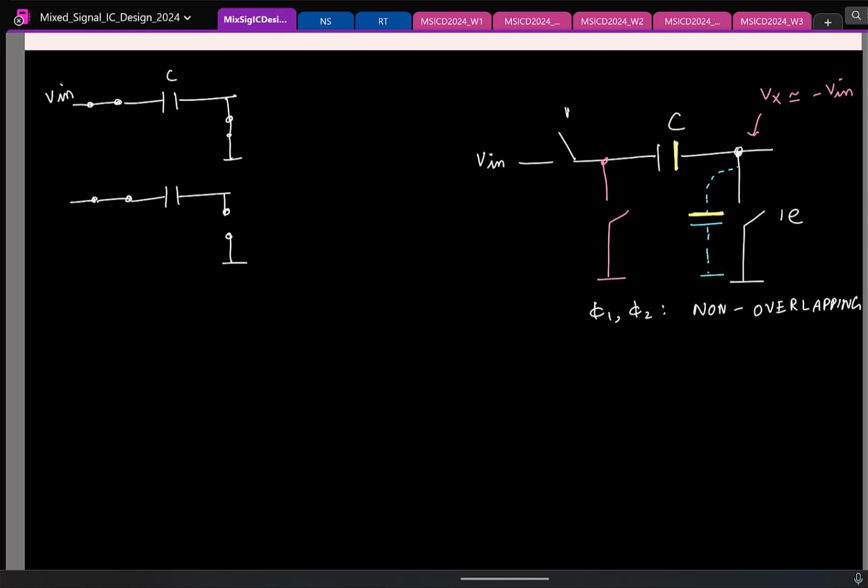Now of course when you turn this switch off, there can be some charge injection from this switch, but that is not a major concern because the charge stored in this switch has no signal component. You only worry about charge injection from the switch that is directly connected to the input. Okay. So this is what you do, and then you turn this off.